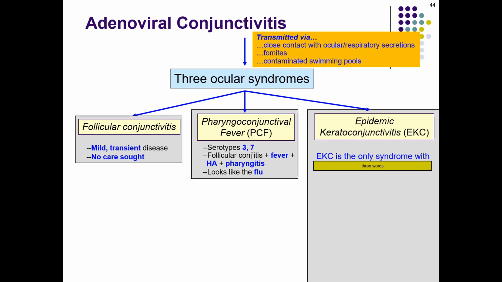EKC is the only syndrome with significant corneal involvement. Don't forget kerato: it's corneal involvement plus conjunctivitis. Do you know the serotypes that cause epidemic keratoconjunctivitis? They are very important: 8, 19, and 37. So 8, 19, and 37 are the three serotypes that cause EKC, and it may be preceded by an upper respiratory tract infection. The second eye is usually involved in 3 to 7 days. So from 3 to 7 days, usually there is second eye involvement.